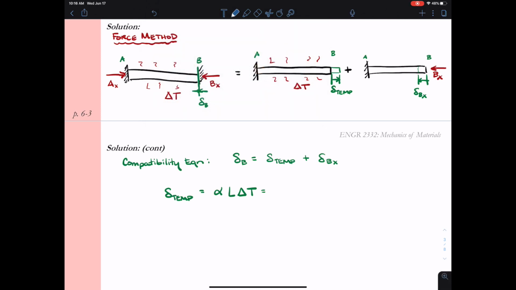So this equals alpha, which is our coefficient of thermal expansion. For steel, that is 6.60 times 10 to the minus 6 per degree Fahrenheit. Remember, this is like strain. This is the amount of strain per degree Fahrenheit. We can then multiply that by the initial length of our bridge girder, which was 100 feet. And I would like to convert 100 feet into inches so that we have a displacement that makes a little bit more sense. It'll be in terms of inches instead of feet.